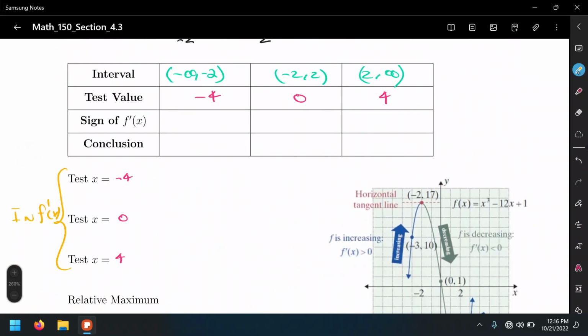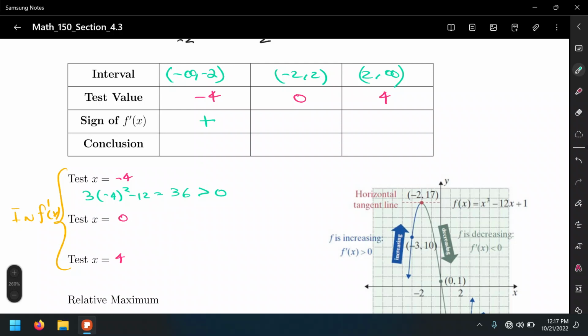All right. So this will be 3 times negative 4 squared minus 12. Negative 4 squared, that's 16. 16 times 3 is 48. And then 48 minus 12, that's 36. But what is this 36 ultimately? Is that a positive number or a negative number? It's positive, so this is greater than 0. That means positive, all right? We can fill in the blank for that corresponding cell right here.